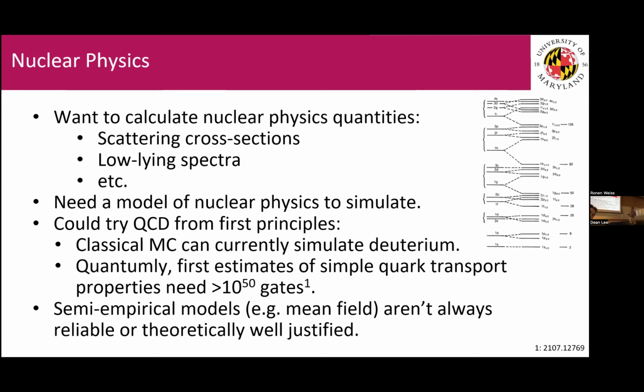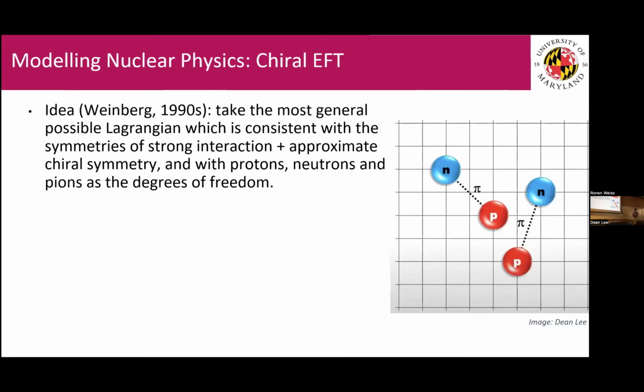So the question is what kind of models do I want to choose to simulate my field theories. I'm told that Weinberg in the 1990s came up with the idea of chiral effective field theory. So the idea being to take the most general possible Lagrangian consistent with QCD and the approximate chiral symmetry, and then treat protons, neutrons, and pions as the effective degrees of freedom.